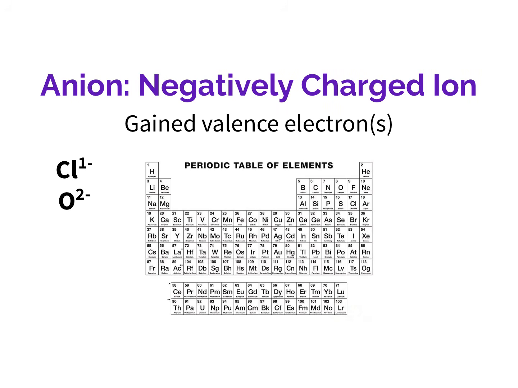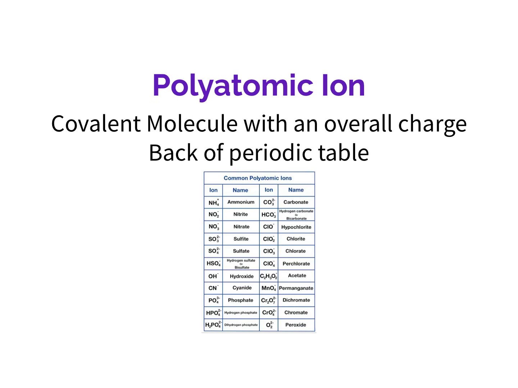Our anions are negatively charged ions. So that's when we've gained valence electrons. So here we have our chlorine at a 1- charge. That means it's gained an electron. You might see it be a -1 charge, and that's okay too. It just means it's gained an electron. Oxygen here at a 2- or -2, that means it's gained 2 electrons.